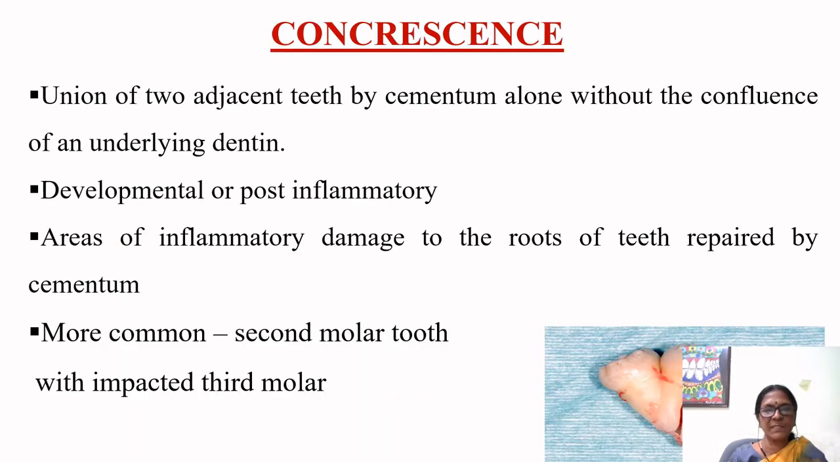Concrescence: union of two adjacent teeth by cementum along with the confluence of the underlying dentine. It may be developmental, or it may be post-inflammatory also, with areas of inflammatory damage to the roots of the teeth repaired by cementum. More common in second molar teeth with an impacted third molar.